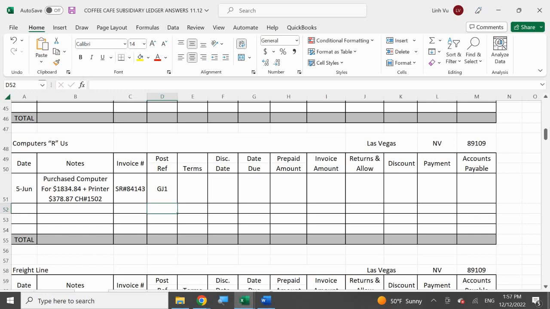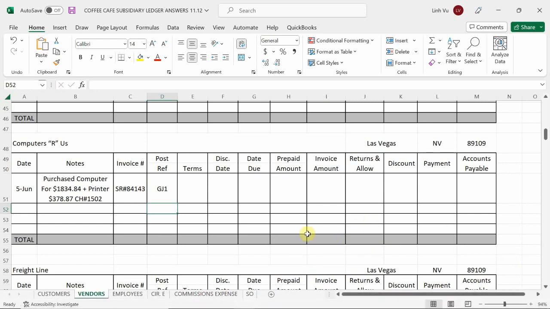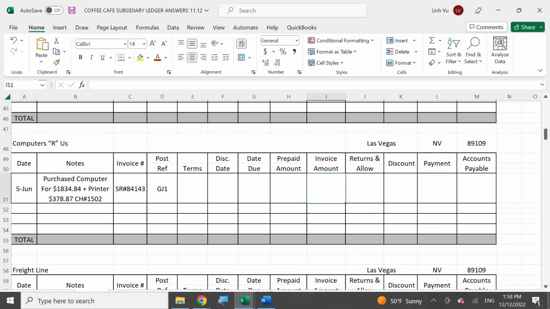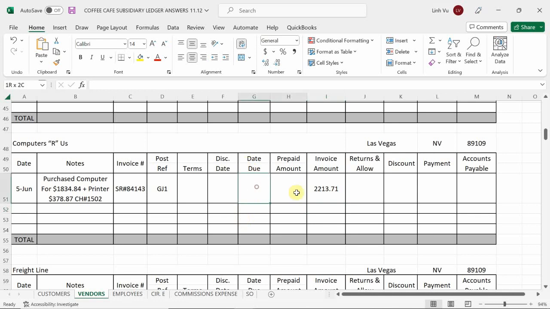Now in this case, I was never invoiced, right? I went to the store and paid at time of sale, or at time of purchase, right? So in this case, terms are not given to me. So therefore, there is no discount opportunity or an actual due date because I paid at time of purchase. But I do know what the invoice amount was, right? How much did my receipt total out to? It amounted to $2,213.71.